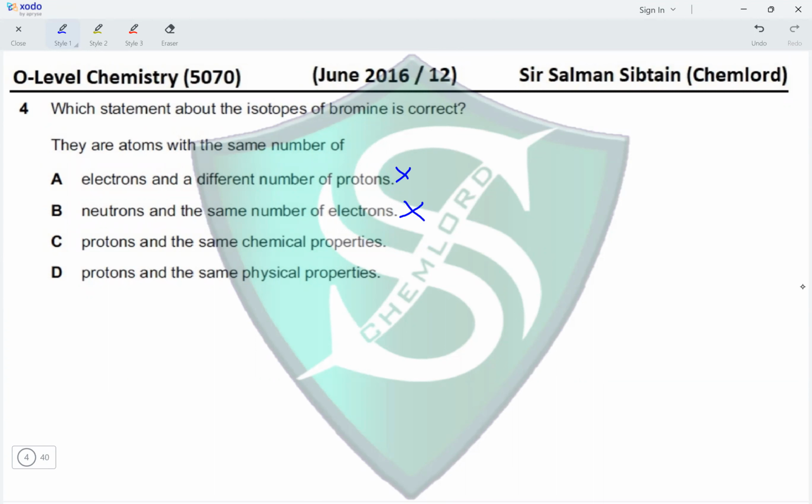They have the same number of protons and the same chemical properties. Yes, isotopes have the same chemical properties as well. This just mentioned protons, so they will have the same number of electrons as well. And the last option, no, their physical properties will be different. Isotopes have the same chemical properties, making option C the correct option for this question.